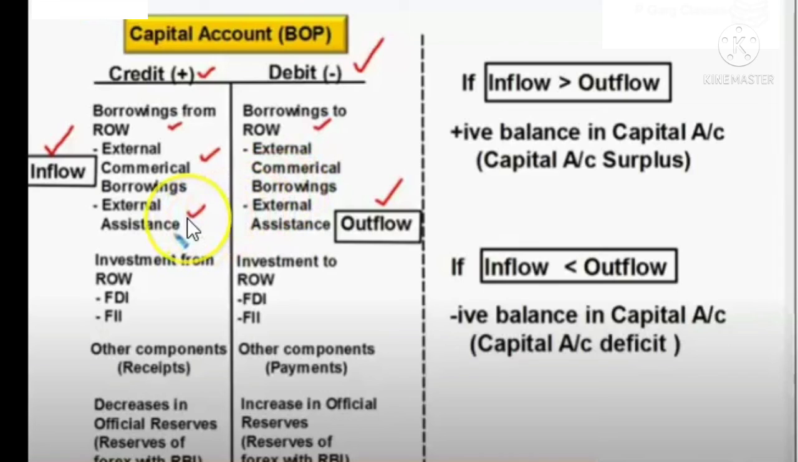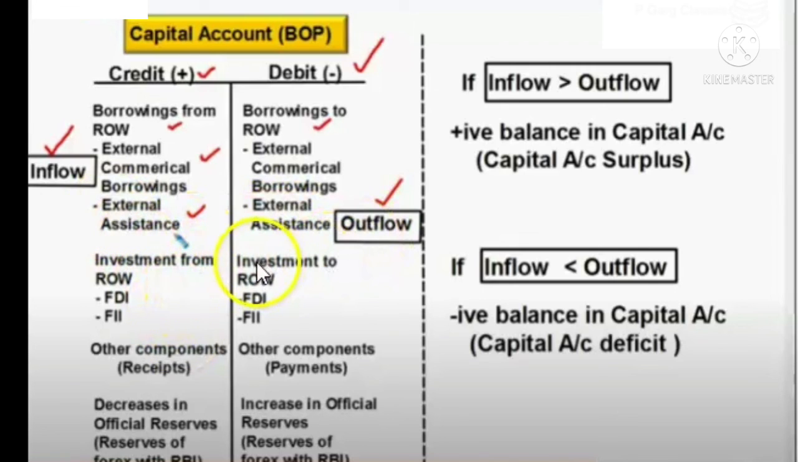So external assistance means what? Under a concessional rate, the exchange takes place, that is, loans have been given, so that's the inflow, we are taking loans from the other nation. And from our nation they are taking loans, so that's an outflow.